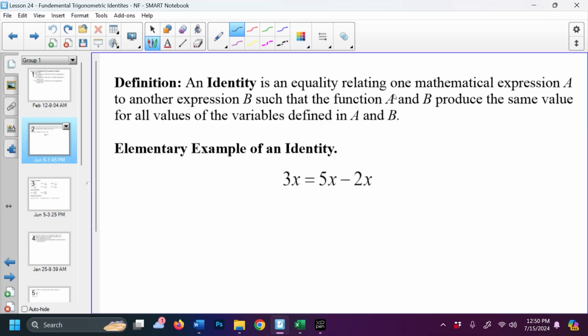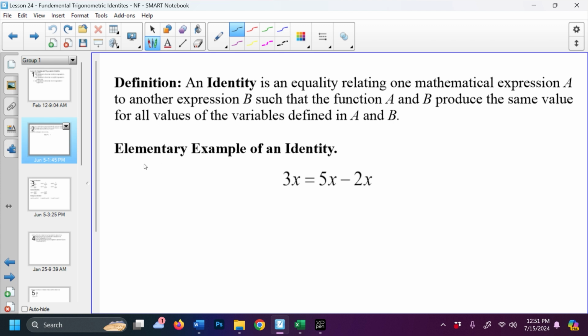What is an identity? Let's get started with a definition. An identity is an equality relating one mathematical expression A to another mathematical expression B, such that the functions A and B produce the same value for all values of the variables defined in both A and B. So, I am oversimplifying. I grant that.